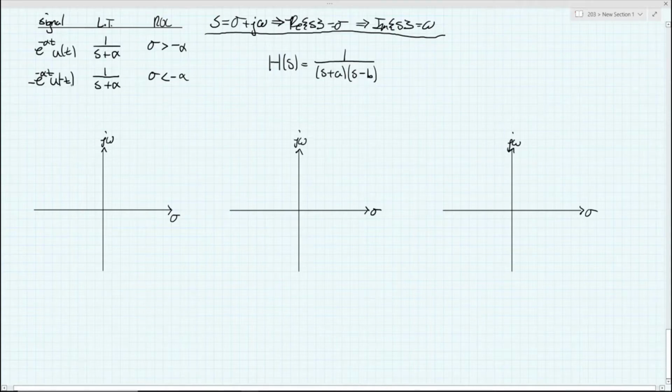Okay. And then the second signal, negative e raised to the negative alpha t power times an anti-causal unit step. I call this anti-causal because this right here is going to evaluate to 0 if t is greater than 0. And here's our transfer function H of s right here.